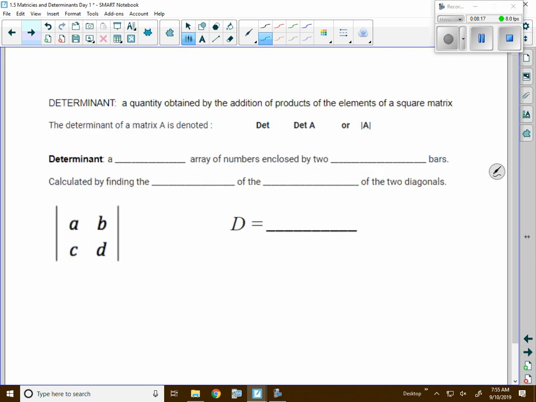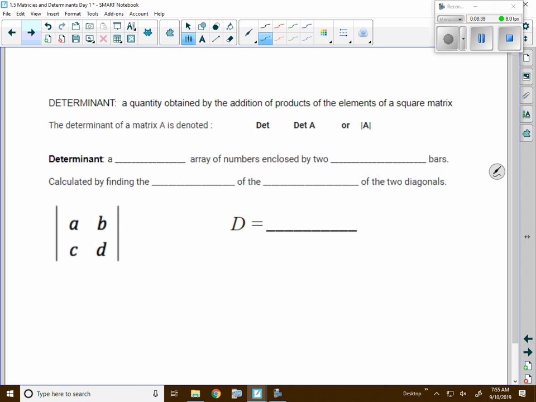Alright, so the determinant. This is kind of a feature of a matrix, and we use the elements to do that. So the determinant is a quantity that we obtain. When we say quantity, it's a number. So it's just going to be a number by itself that we obtain by the addition of products of the elements of a square matrix.